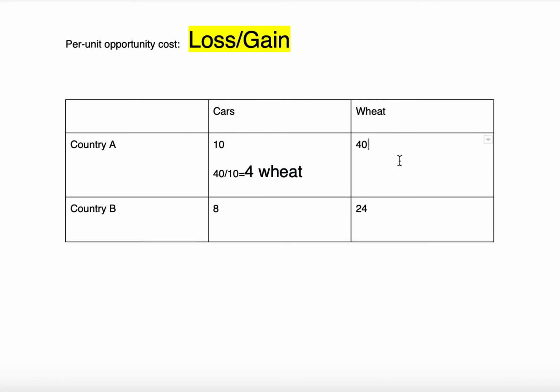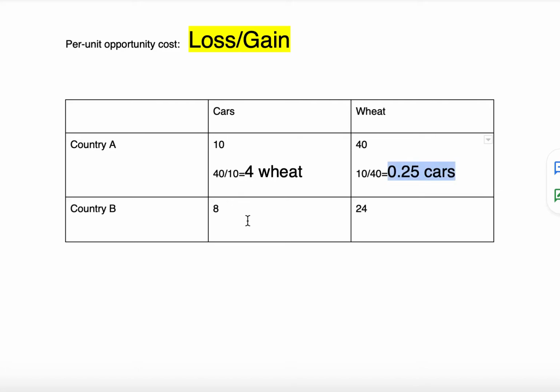Let's do the same thing. Let's see what happens when country A produces wheat. Their loss is going to be, well, the 10 cars that they can no longer produce. The gain is the 40 wheat that they did make. And what that means is each time they produce a unit of wheat, they give up 0.25 cars. And make that bigger for you.